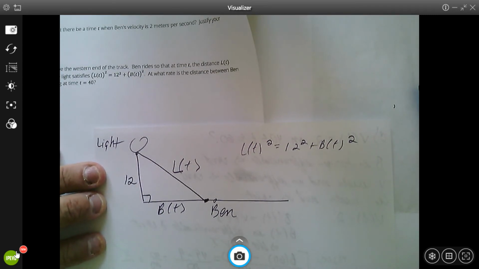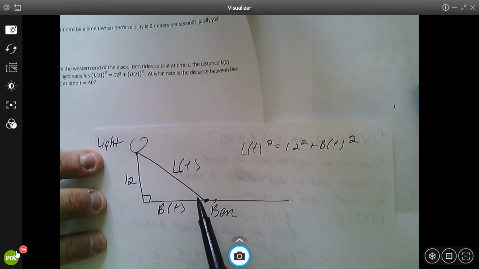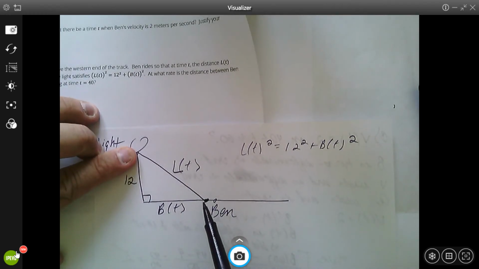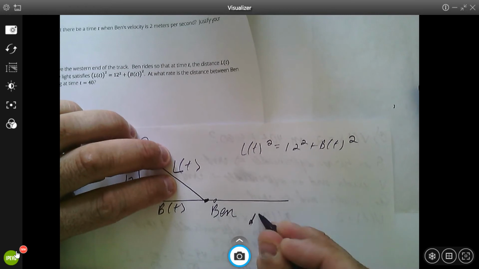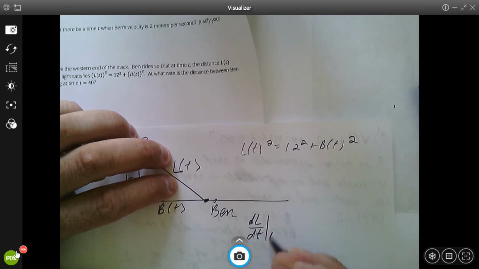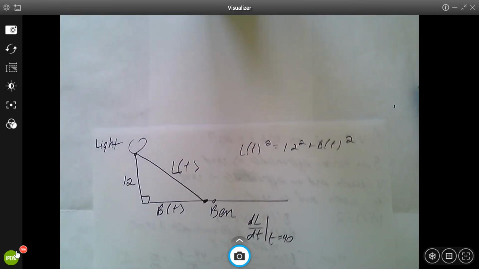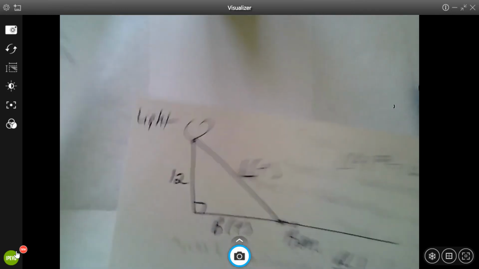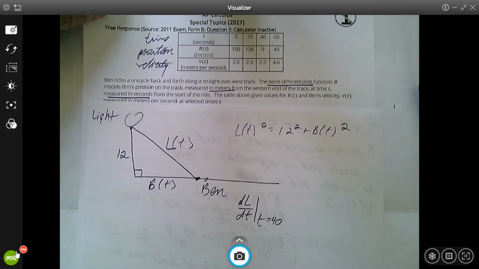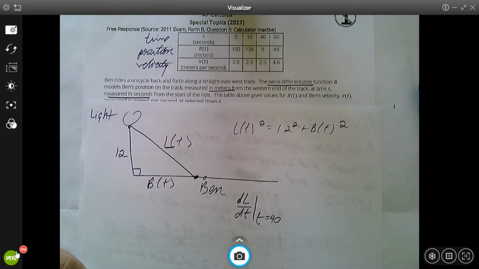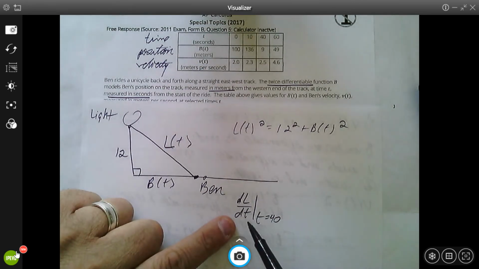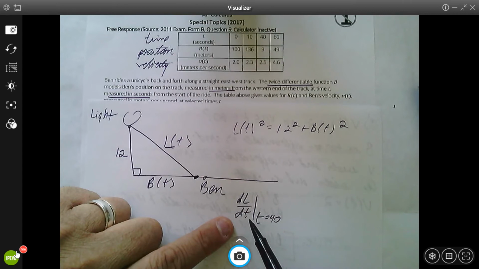At what rate is the distance between Ben and the light changing at t equals 40? What they want is dL/dt at time t equals 40. This is a related rates question, and I'm going to be filming another video on related rates in a little bit. But with a related rates question, you are measuring how things change with respect to time, which means you're going to have to take derivatives with respect to time.